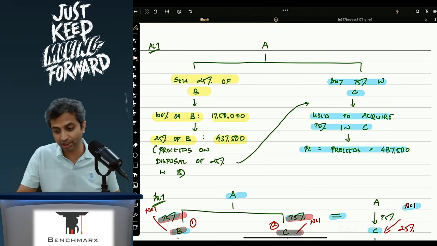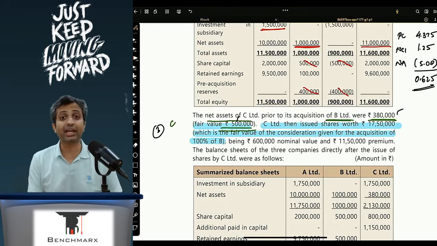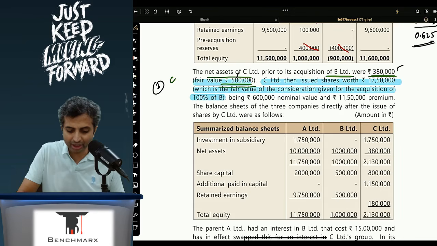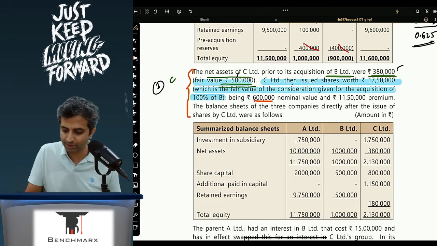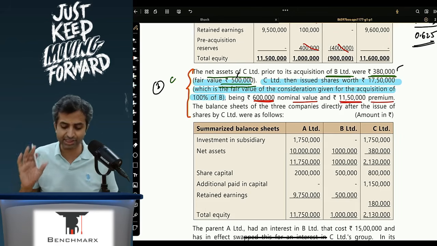So the question is still continuing. Yes, there's a lot of story. We'll spend a couple of minutes to academically complete the question at least. Let's see further. So what they have done is they have shown you a breakup being 6 lakhs. Again, if I read this, the net assets of C prior to the acquisition is 3,80,000, fair value is 5 lakhs. C then issued 17,50,000 in the form of 6 lakhs nominal value and 11,50,000 securities premium. 6 lakhs plus 11,50,000 is 17,50,000.